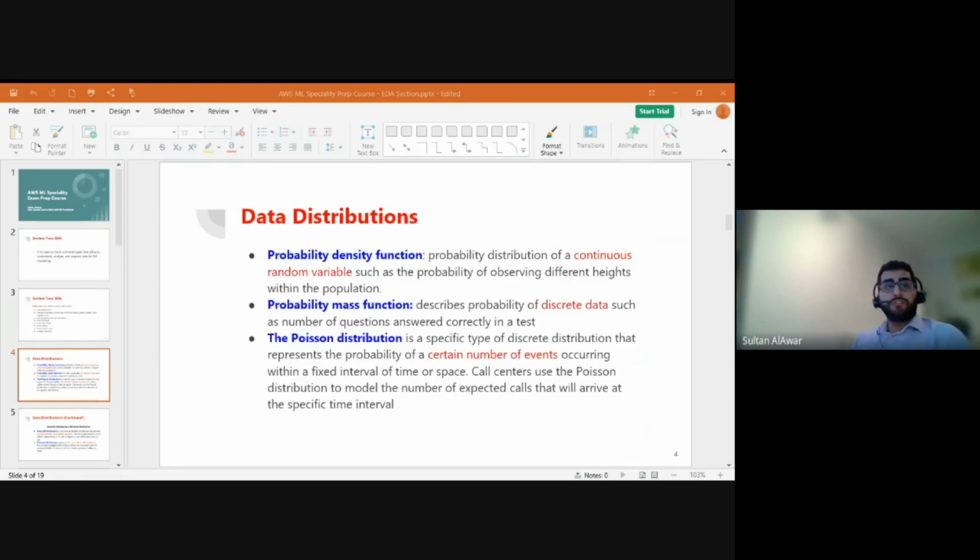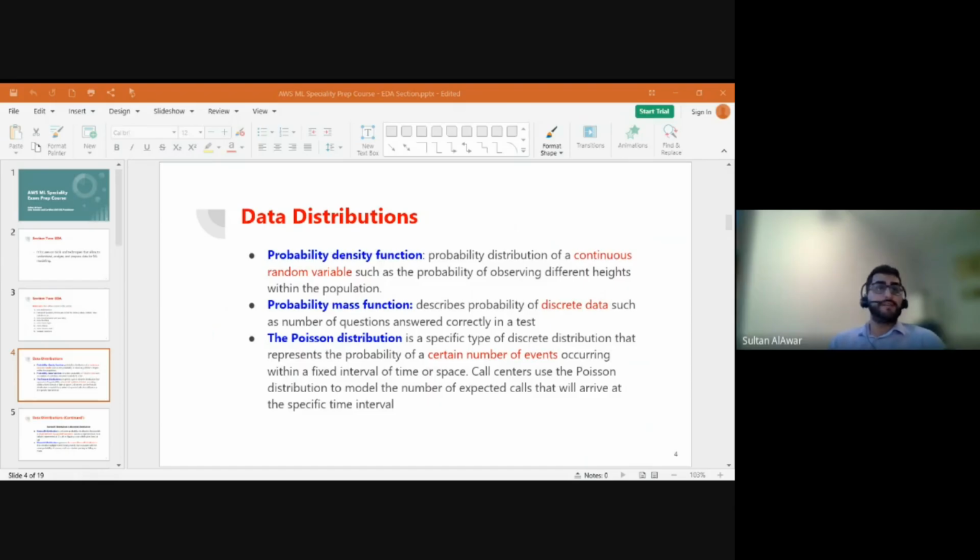If we start to talk about data distributions, we mainly have different types, but they can fall under three sections. The first one is the probability density function, which is a probability distribution of a continuous random variable, such as the probability of observing different heights within the population. So when the variable that we are testing is continuous, we should expect a probability density function, and it gives us the distribution of this continuous random variable.